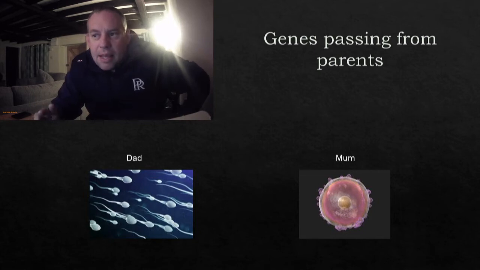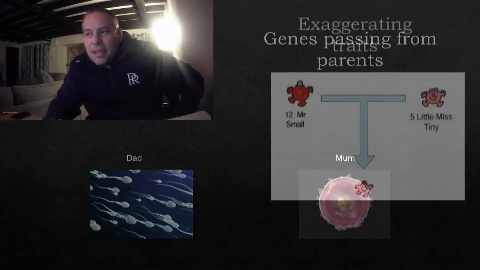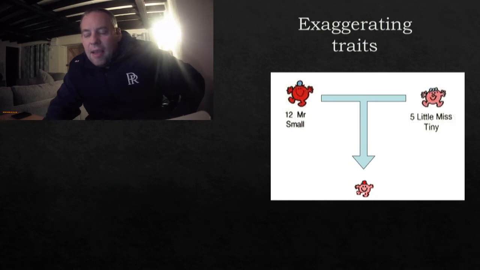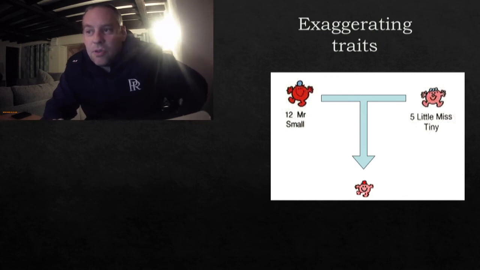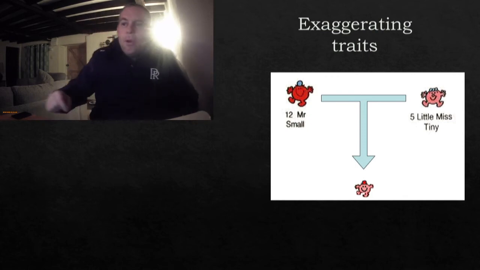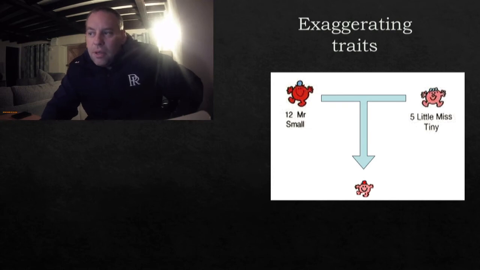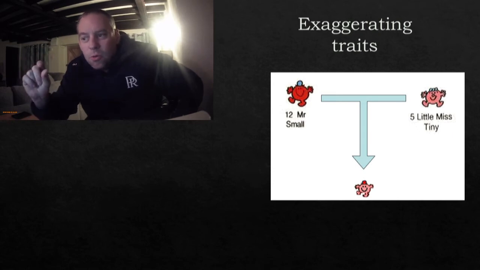Now, there are some interesting things that come out of this. If I choose a trait, and if both parents have that trait, and I mate them, then that trait can become exaggerated. So here's an example of Mr. Small mating with Little Miss Tiny. And you can see both of them are small, but their offspring is even smaller.